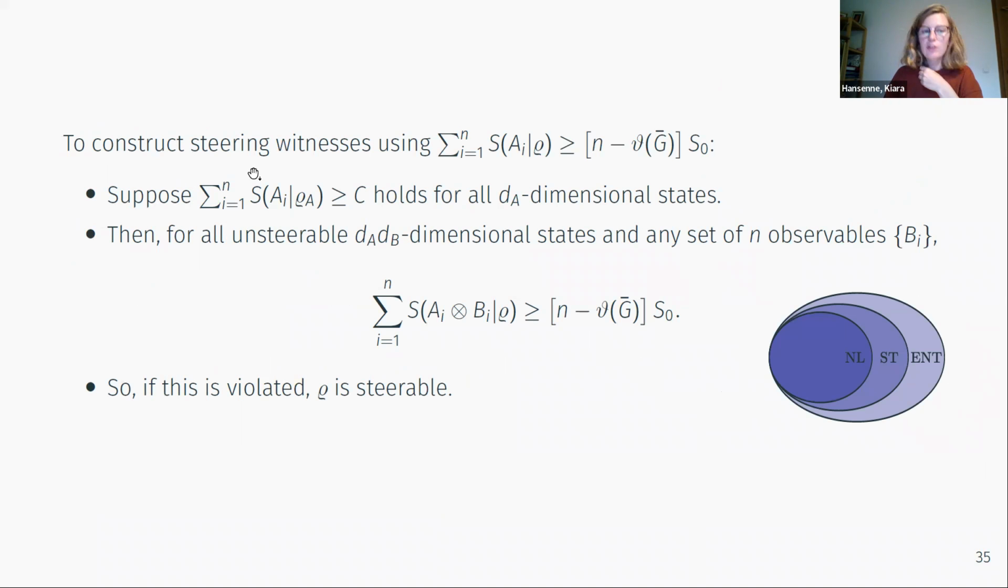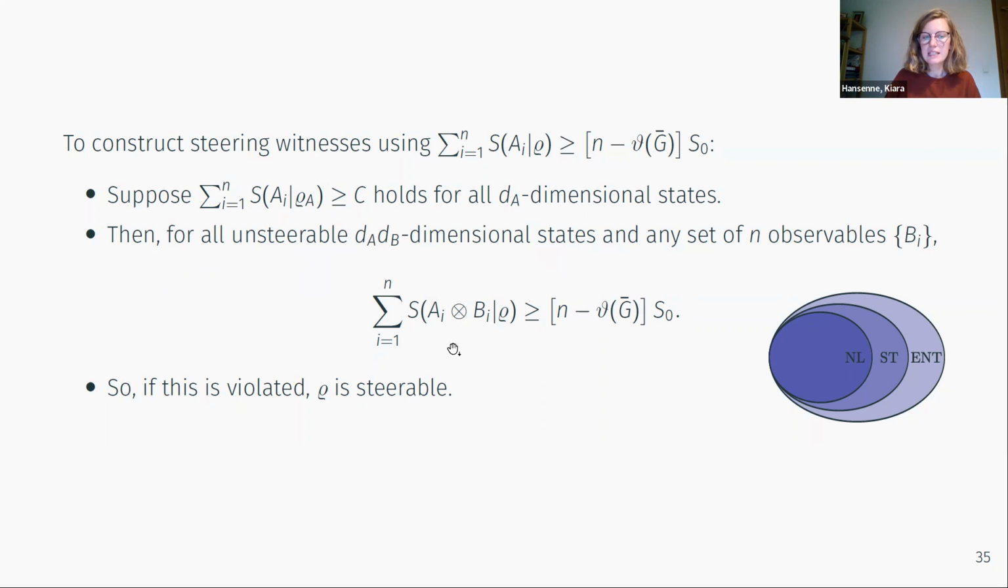Now we want to construct a steering witness using our entropic uncertainty relation here. And it's a bit similar to what we did with local uncertainty relations, meaning we have our uncertainty relation here that will hold for all dA-dimensional states. So it's going to hold on Alice's side for all Alice's states. And then for all unsteerable states of dA times dB dimension, so now we have global states for Alice and Bob. And for any set of n observables on Bob's side, then this has to hold: the sum of the entropies is lower bounded by the same quantity here.